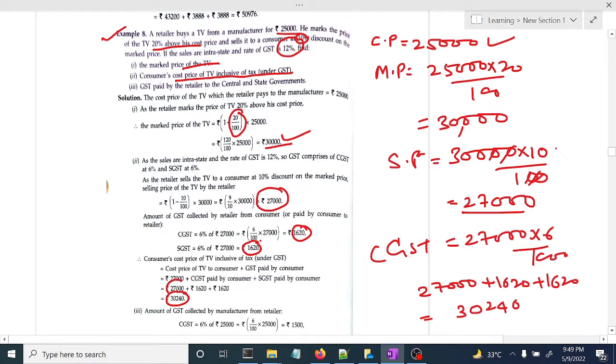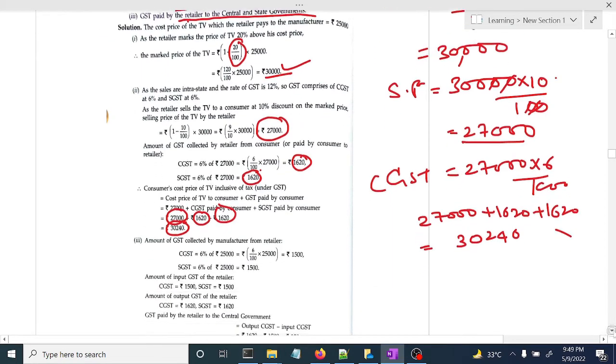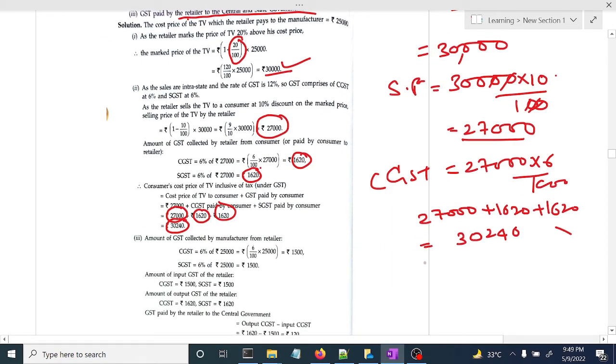30,240. This is the selling price of the dealer, which has a discount of 3,000 rupees. Then this is the CGST, SGST. Third, the GST paid by retailer to central and state government. Then the tax liability, because retailer will anyways pay his GST to manufacturer, and manufacturer will pay to government, but still since he's getting more GST, that GST tax liability has to be paid to government directly. So his input GST we have to calculate.